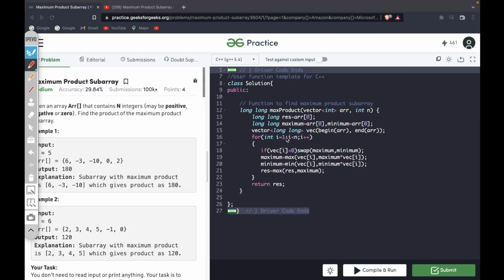Now we will move from index 1 till n. If the element at the vector I is negative, then we are swapping the maximum and minimum as we discussed. Then we have maximum equals max of vector of I comma maximum into vector of I, and for the minimum, that will be equal to minimum of both vector of I comma minimum into vector of I. At the same time we were checking for the result value, so that will be the maximum of result comma maximum. After the completion of this loop, we'll return our result as our answer.